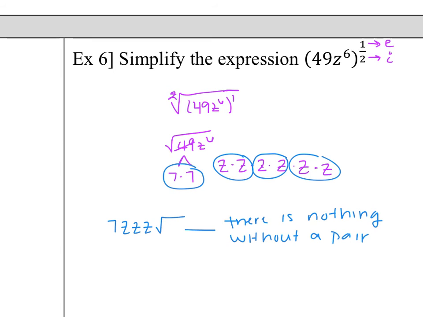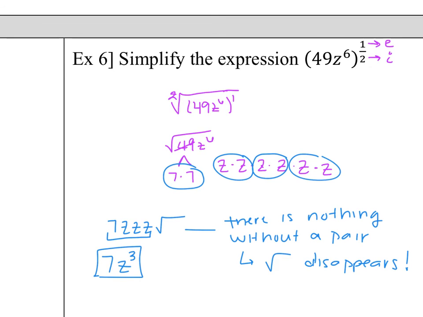So what that means is your radical disappears. Since there's nothing left without a pair, you have a perfect square, so the radical is going to disappear. So all you have left is this stuff out front. So it's just 7, z times z times z makes z to the 3rd. That's all you have. So when your radical disappears, that's actually the best way for these to work. That's a perfect square, a perfect cube, a perfect fourth, whatever radical you have.